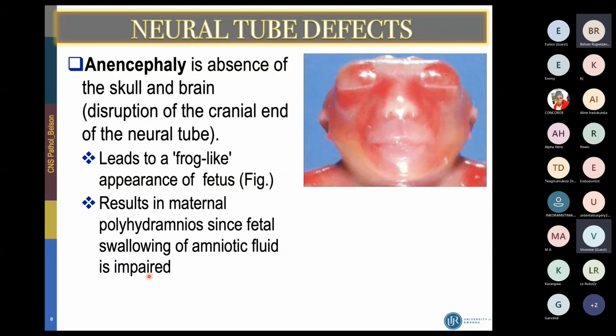Ntabwo narabisobanura ubushize yuko igihe umwana atanywa iriya amniotic fluid yogamo iba nyinshi nyine akagira polyhydramnios. Mu gihe agira amniotic fluid iba nke cyane igihe umwana adakora afite ibibazo muri urinary system. So because part of the amniotic fluid is just urine from the fetus.